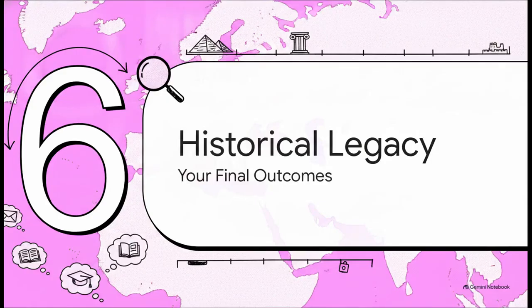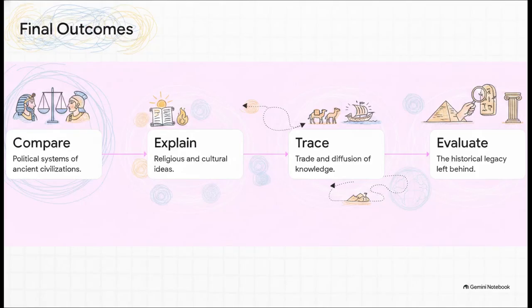Section 6. Your historical legacy. Now for a short evidence-based practice prompt. Using the sources we just outlined, I want you to write a thesis statement that compares the political and cultural systems of two ancient civilizations. To concisely recap our lesson today, true historians explain religious and cultural ideas, trace the trade and diffusion of goods and knowledge, and evaluate the historical legacy left behind to build rock-solid, well-reasoned DBQ arguments.